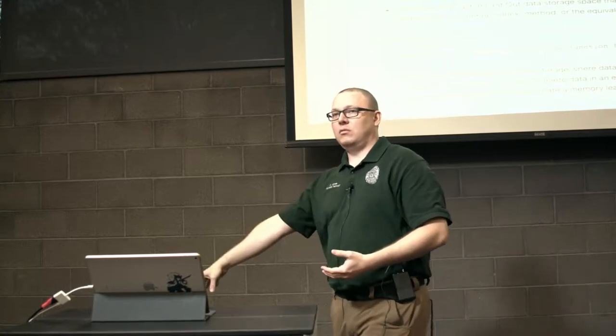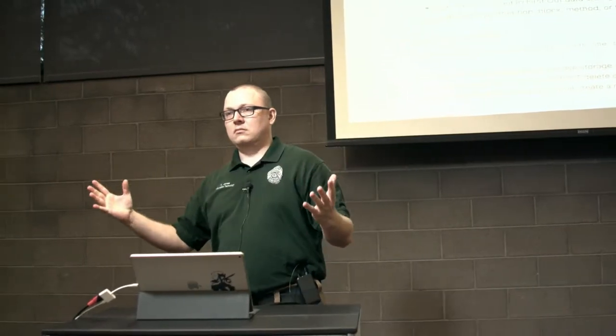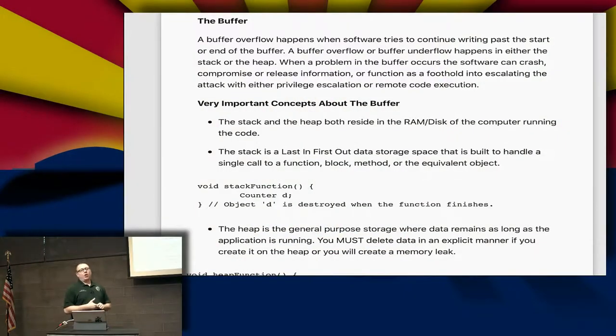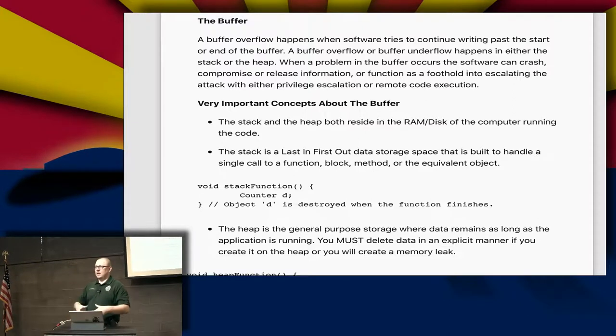That right there is where we're supposed to get information from. Because if you don't, you're going to get in trouble. Easy way to break it down, right? So a buffer overflow happens when software tries to continue writing past the start or into the buffer. You're reaching somewhere else. Okay? We're starting to pick up knickknacks, try to put them in our mouth. It's not the candy out of the bowl, it's coming from somewhere else. So a buffer overflow or buffer underflow happens in either the stack or the heap. And we'll get to the stack here in a little bit.